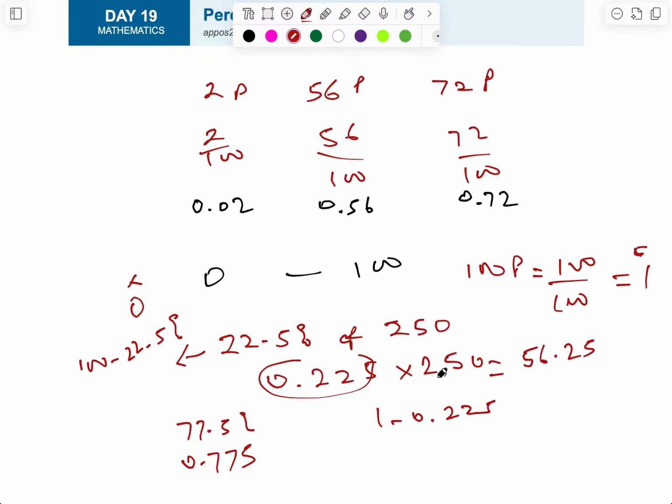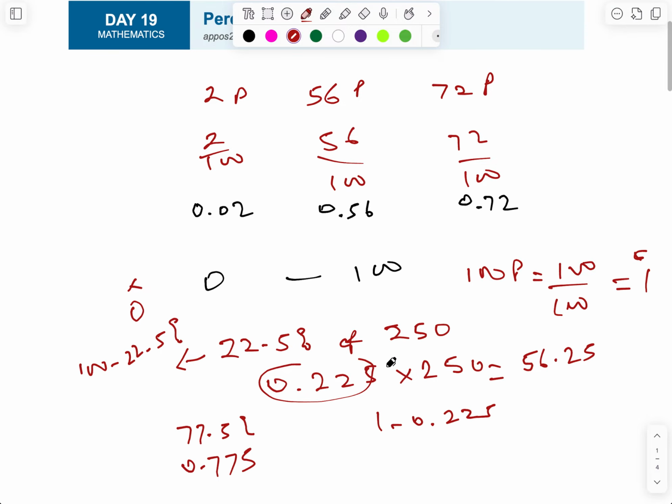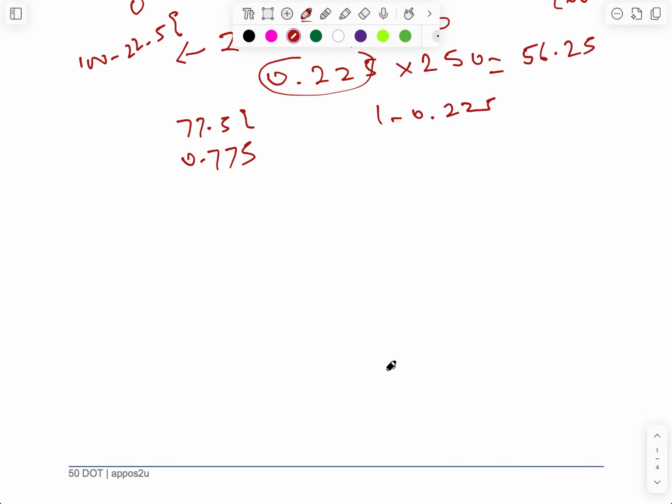So that's basically the introduction to what percentage is. You should be able to express your percentage in decimal, and you should be able to see a decimal and express it as a percentage as well. So that's the first thing about percentage. Now, let's go to profit, loss, and everything.